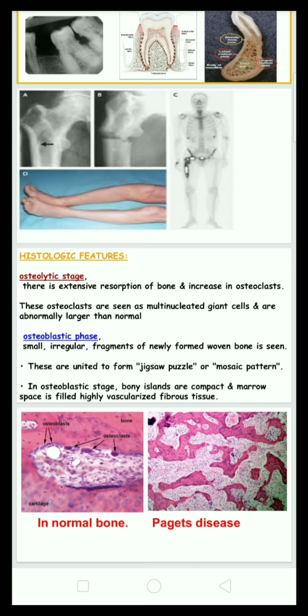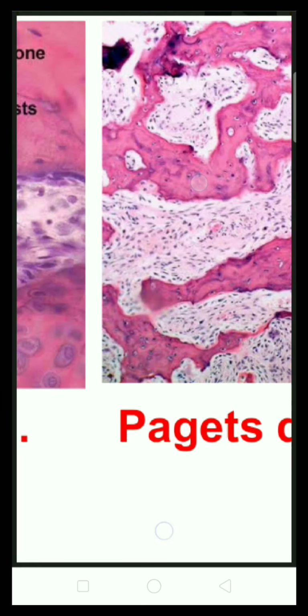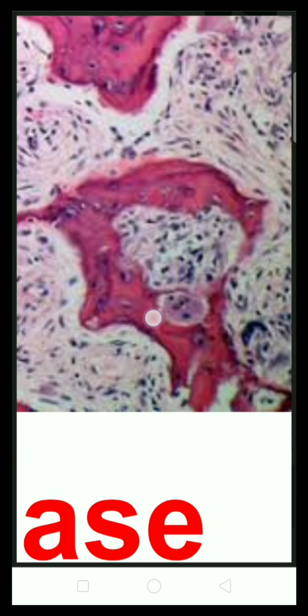Histology features: the osteolytic stages are seen, with extensive resorption of bone and increased osteoclastic activity in those areas. For that we see multinucleated giant cells. These multinucleated giant cells are formed because, as we talked about previously, the precursors of the osteoclast join together to form a large osteoclast, which is larger than usual.